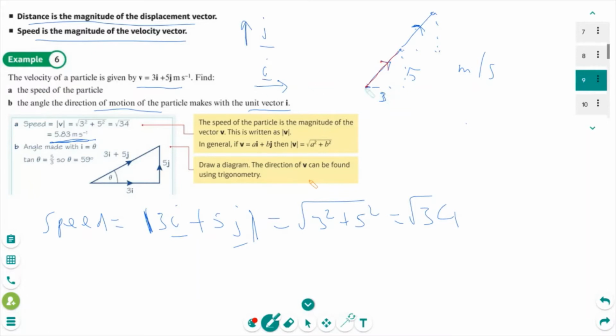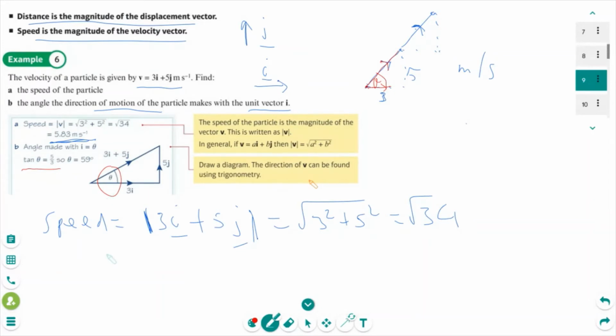That's the I vector. So that's the angle they want, theta. You can work out that angle using tan. So this is the angle they have. It's 3 along, 5 right. So the equation to solve to get the angle is tan theta equals 5 over 3. So the angle the velocity vector makes with the I direction is 59 degrees.